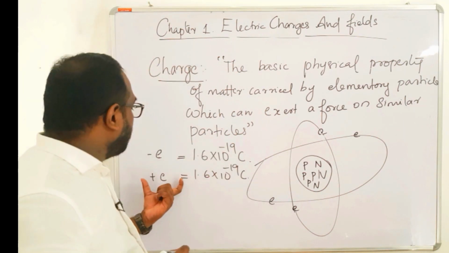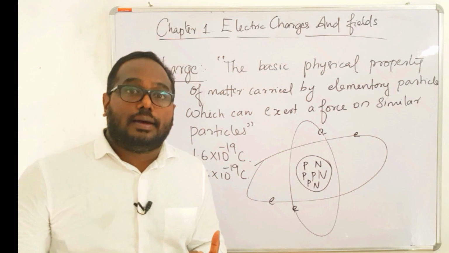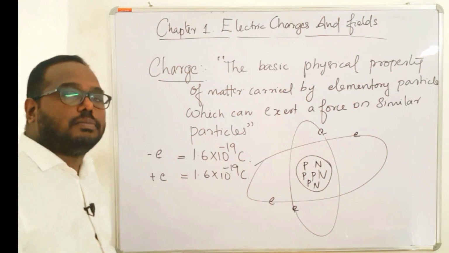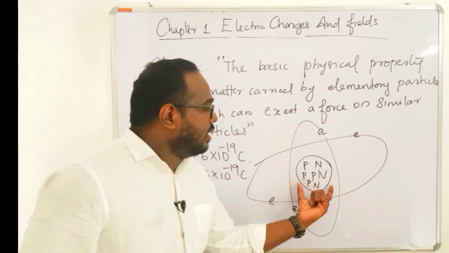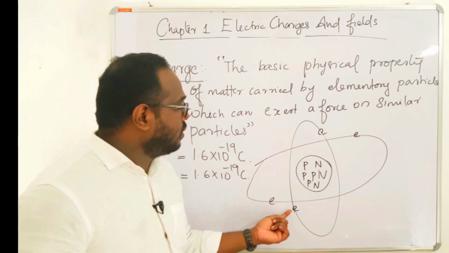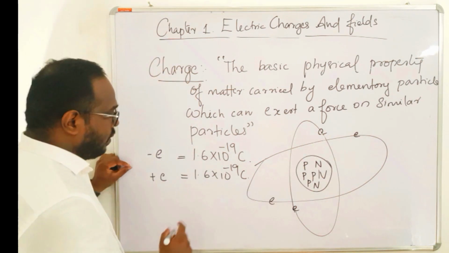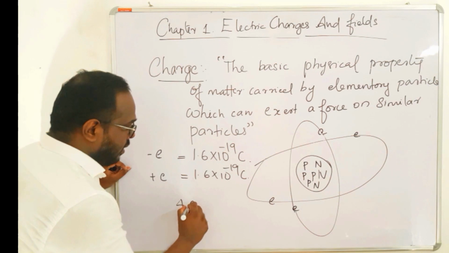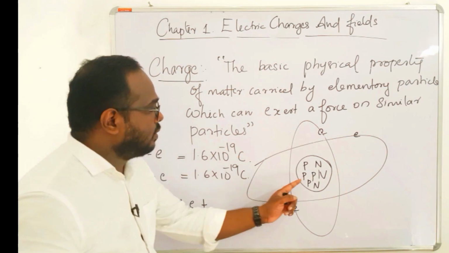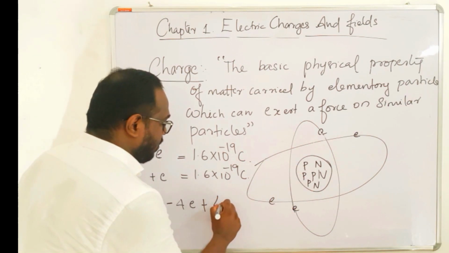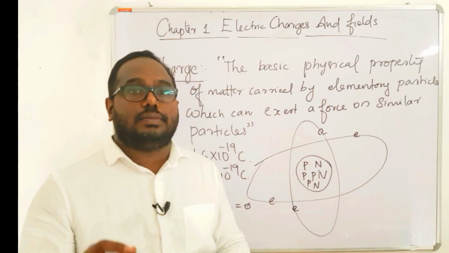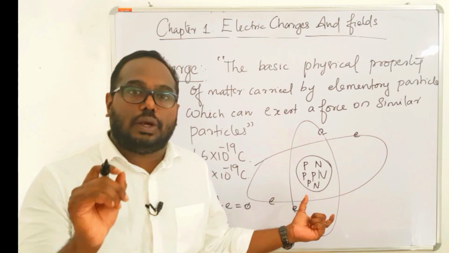It follows the rule of mathematical addition. When they add together, it will become 0. Plus and minus become 0. That is why the net charge of an atom is 0. Look at this number of electrons: 1, 2, 3, 4. Correct? So we can say 4 negative, because it is electron. When you add 1, 2, 3, 4 protons, plus 4, it becomes 0. So the net charge of an atom becomes 0. That is, atoms are neutral in nature.